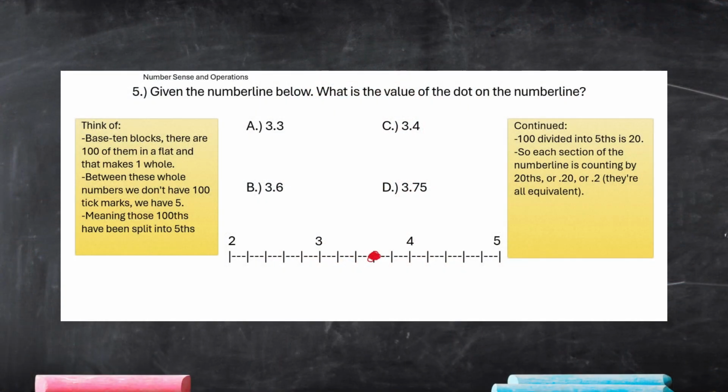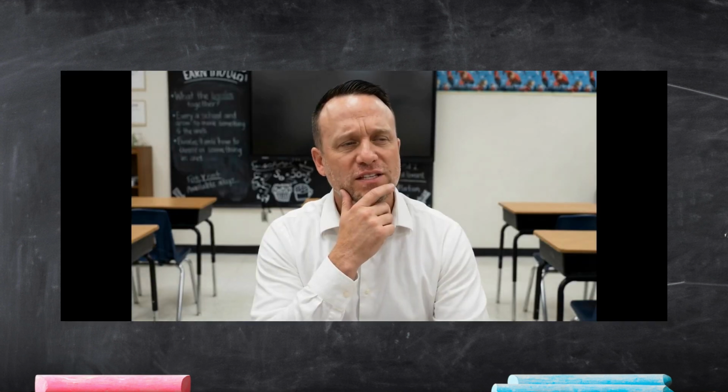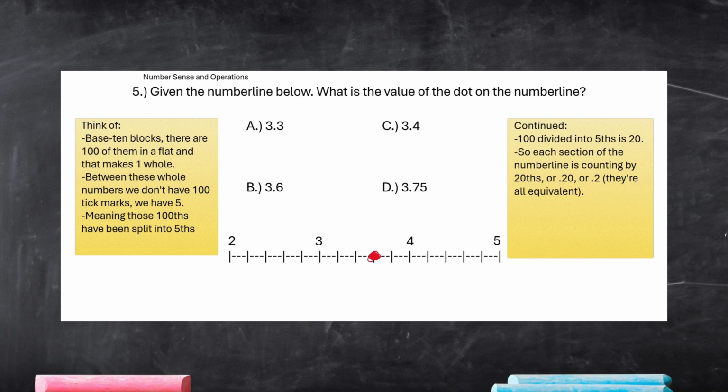Okay, on this slide we have number 5 of our Fast Test Prep for grade 5 under the Number Sense and Operations umbrella. Now would be a good time to pause the video, unless you want to see me solve this. Let's go ahead and take a look. Now that you've had a chance to read the problem, I'll read it to you. It says, given the number line below, what is the value of the dot on the number line?